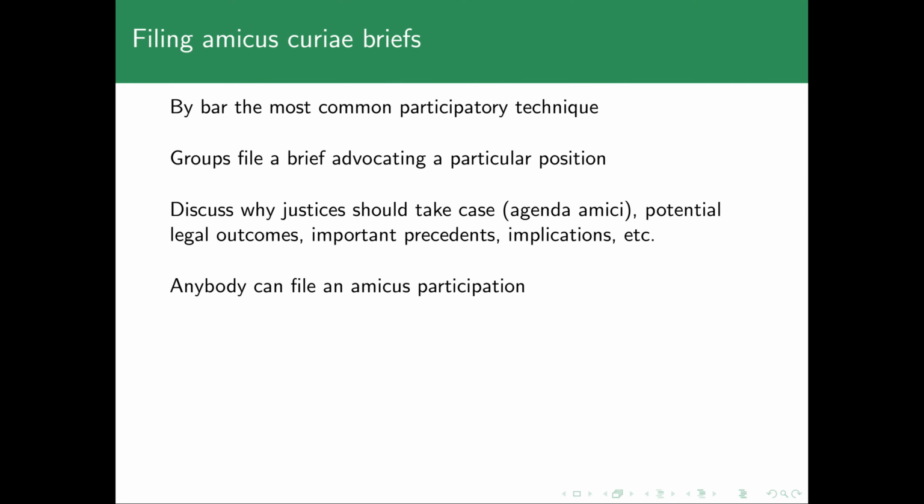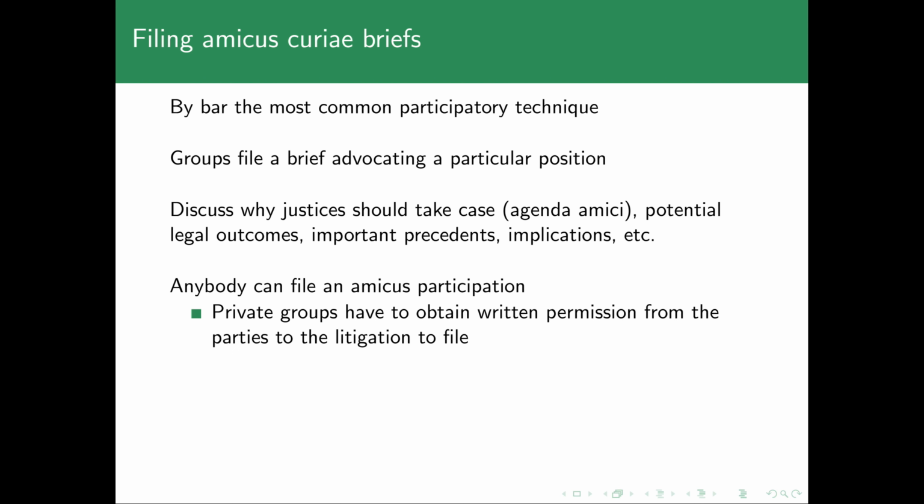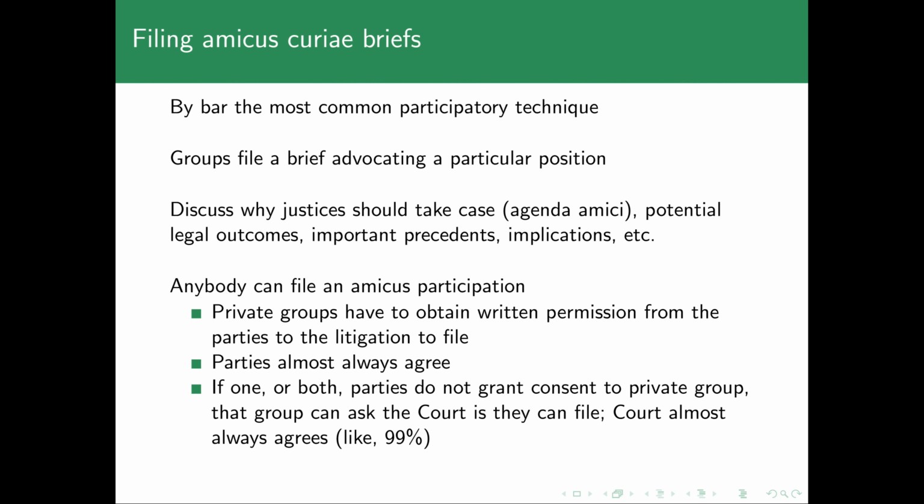Anybody is allowed to file an amicus brief. Private groups have to obtain written permission from the parties to the litigation to file. Parties almost always agree. If one or both of the parties don't, the group can ask the court if they can file, and the court almost always agrees to this. It's like 99% of the time, seriously. So even if the private group doesn't obtain written permission, they're pretty much always allowed to participate.